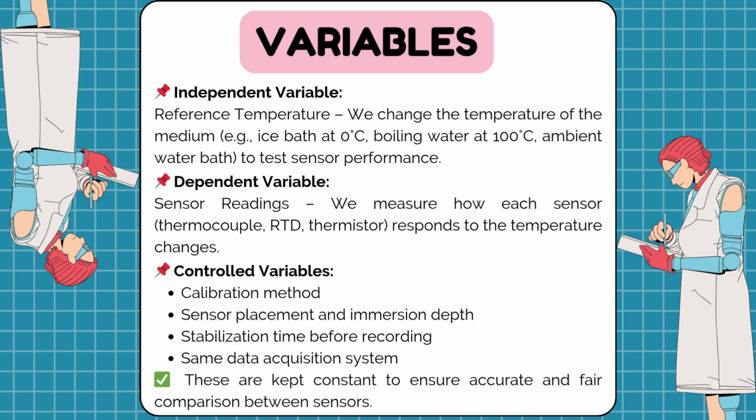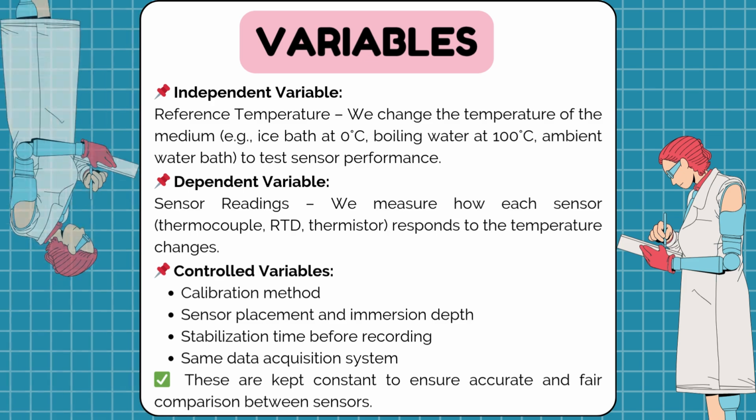Next is the dependent variable, the sensor readings. We measure how each sensor, such as a thermocouple, RTD, or thermistor, responds to this temperature change. Third, we have the control variables. These are factors we keep constant to make sure our comparison is fair and accurate. They include the calibration method, sensor placement and immersion depth, stabilization time before recording, and using the same data acquisition system. By using these, we eliminate unnecessary variation and ensure valid comparison between different sensors.